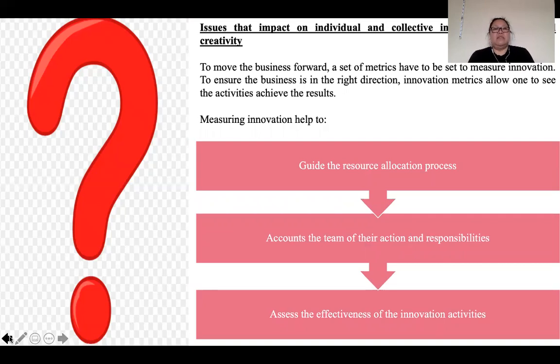To move the business forward, a set of metrics has to be set to measure innovation to ensure the business is in the right direction. Innovation metrics allow one to see if the activities achieve the results. Measuring innovation helps to guide the resource allocation, account the team of their actions and responsibilities, and assess the effectiveness of the activities.